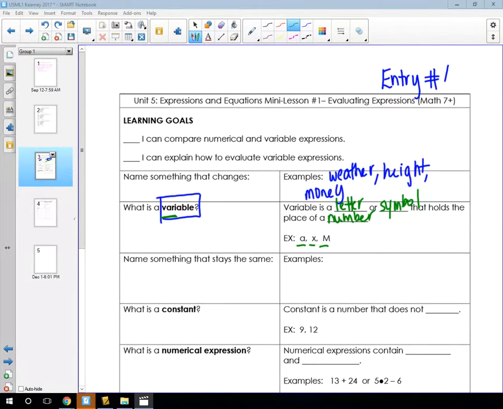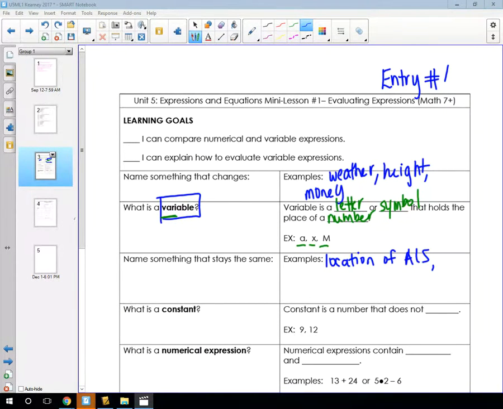They vary. Okay, now if we talk about the exact opposite of something that varies, we talk about something that stays the same, something that remains constant. So think about something that may stay the same. For me, something that stays the same is maybe the location of our school. No matter what kind of day we're having, if it's rainy outside, if the weather's changing, the location of our school remains constant.